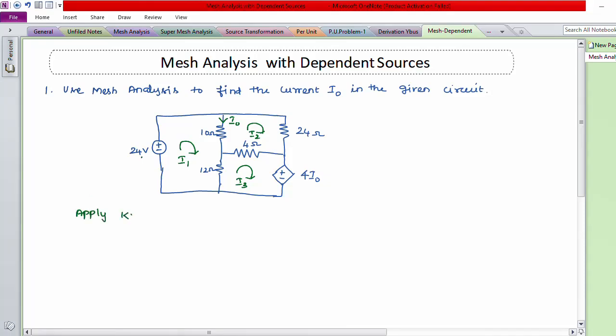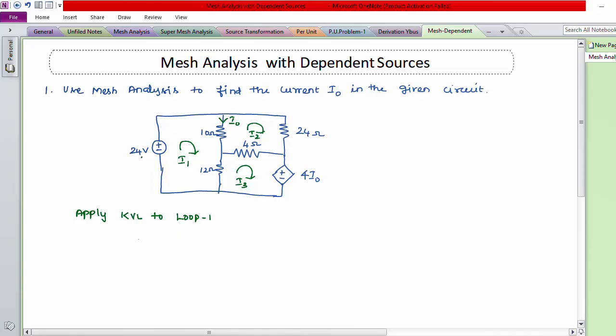Apply KVL to loop 1. So, before going to apply the KVL, we have to identify whether the given voltage source is a voltage rise or voltage drop in each loop. Then, what type of source they have given, either it may be voltage source or current source. So, now in this case, for loop 1, they have given the voltage source. That voltage source and the assumed current direction both are in the same direction, so that it will be a voltage rise.